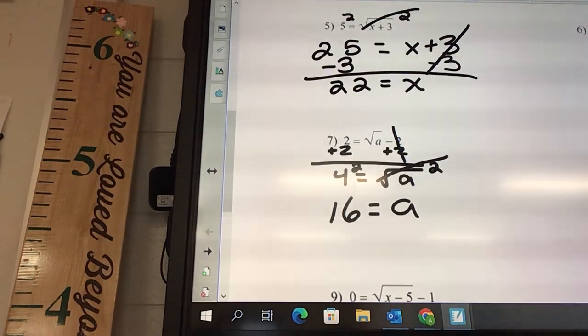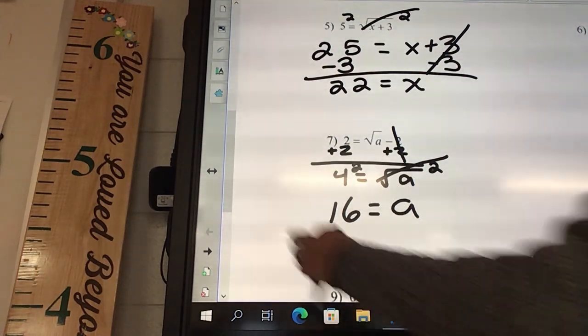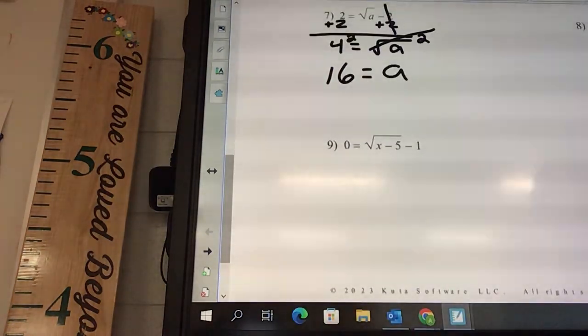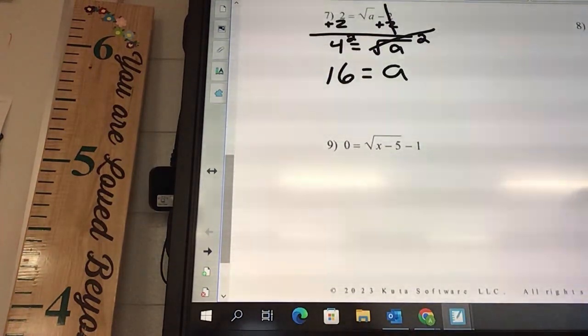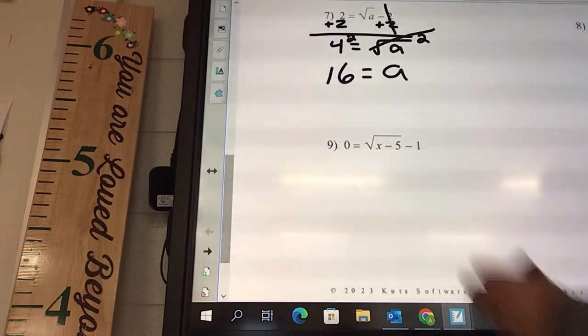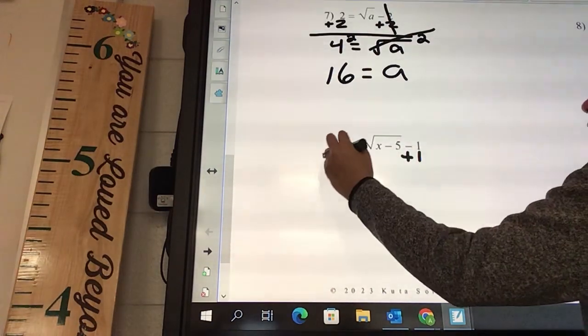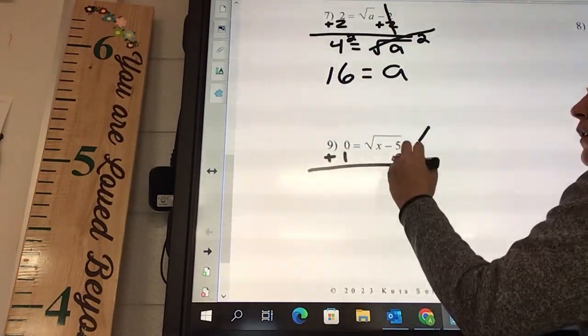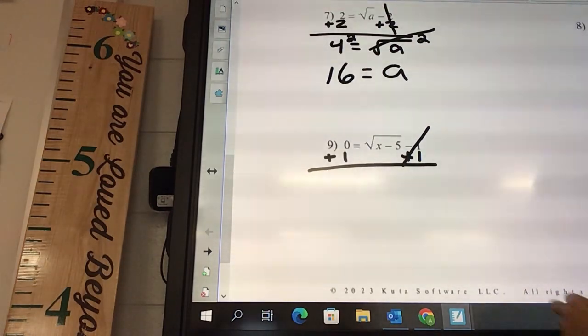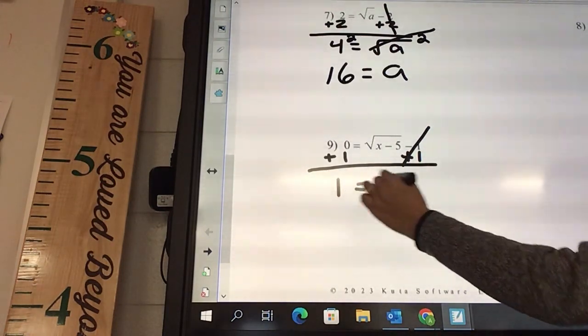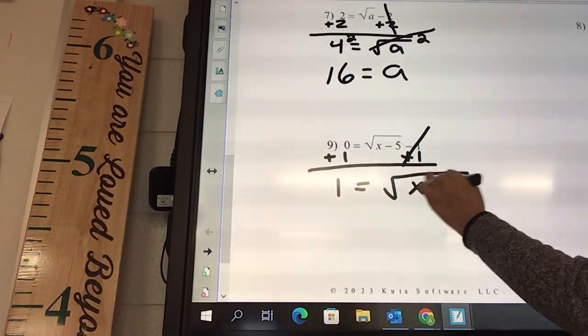Okay, number 9. Is there stuff on the outside of the square root? The minus 1. Okay, so how do I move a minus 1? Plus 1 to both sides. What is 0 plus 1? 1 equals square root of x minus 5.